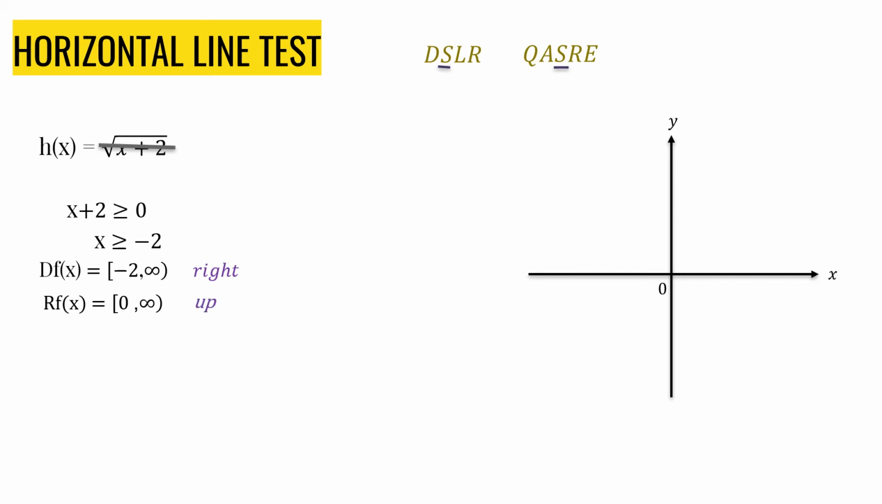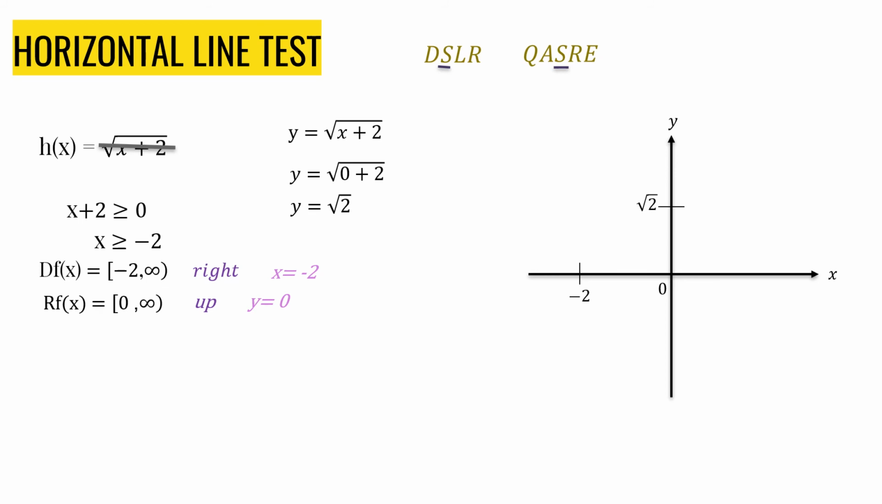To determine the starting point, we can look at the domain and range. So x will be -2 and y will be 0. Then the starting point will be (-2, 0), so we label it as this. After that, we have to determine the y-intercept of this function by substituting 0 into x, and we got y equal to square root 2. So we label it on the y-axis.